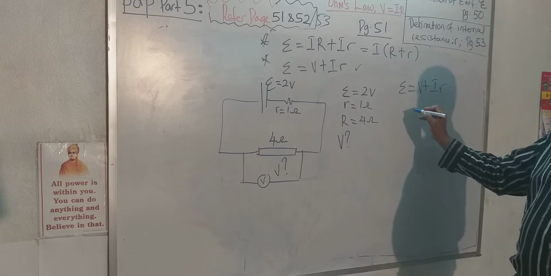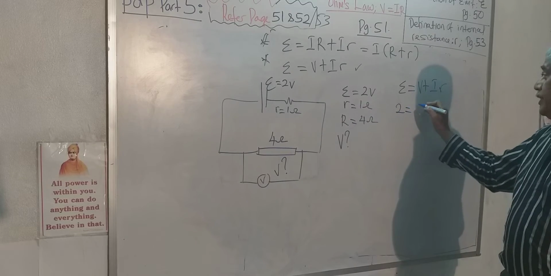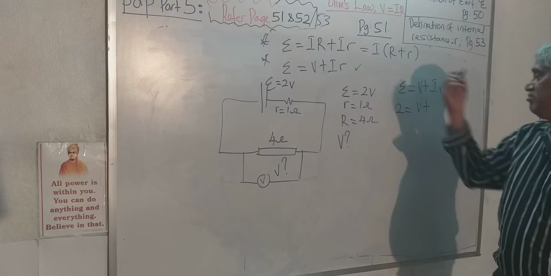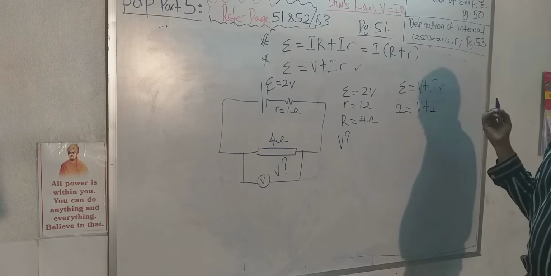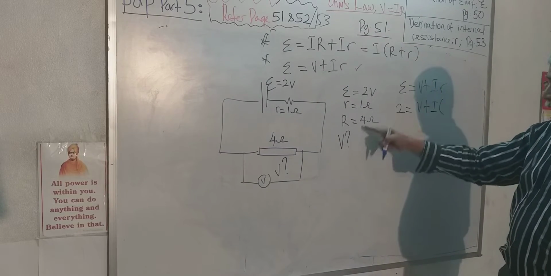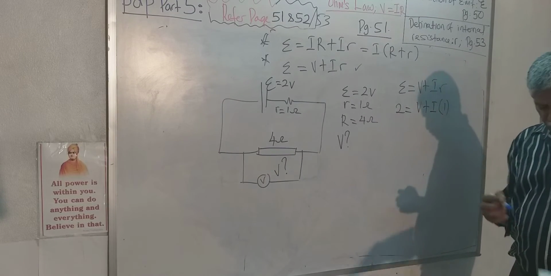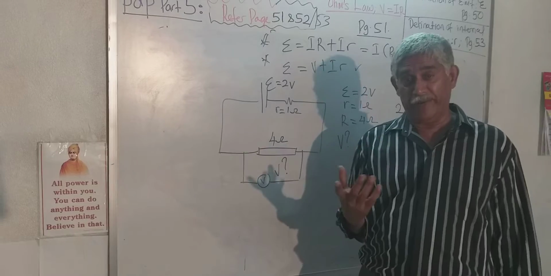So epsilon here is 2 volt. This is what I want to find. Do I know I? I do not know I. But I know R. R is 1 ohm. Okay, can we solve this problem based on your maths rule that you already learned?